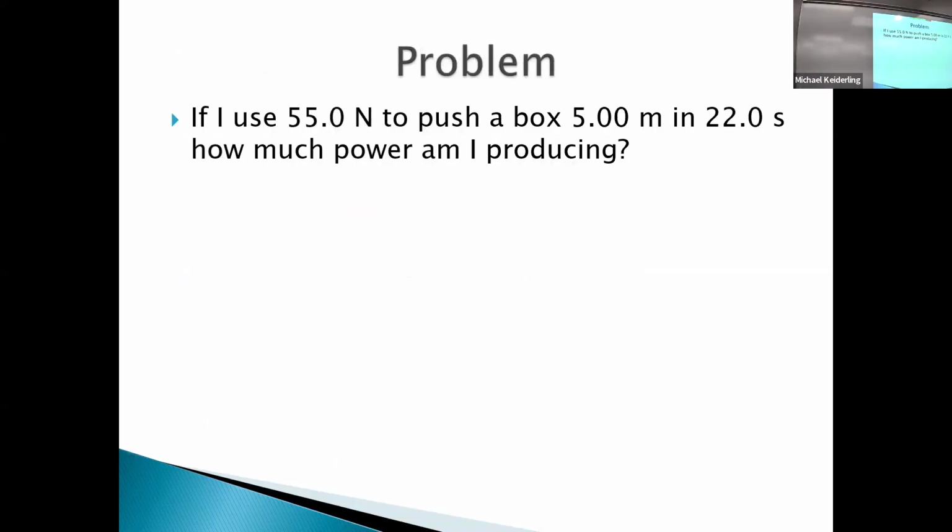If I use 55 newtons to push a box a distance of 5 meters in a time of 22 seconds, how much power am I producing? So here you have a force, a distance, and a time.